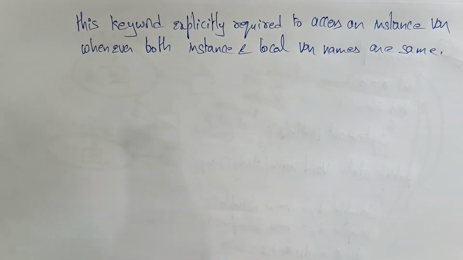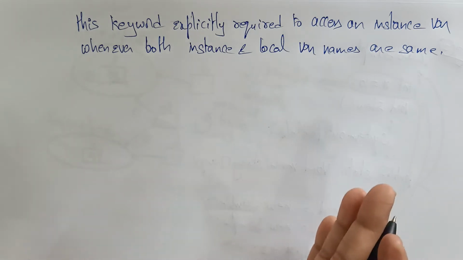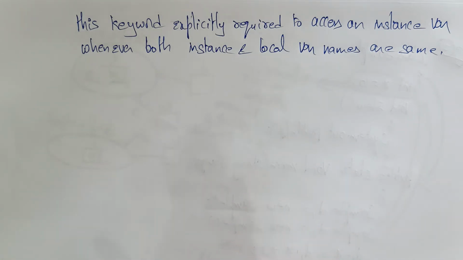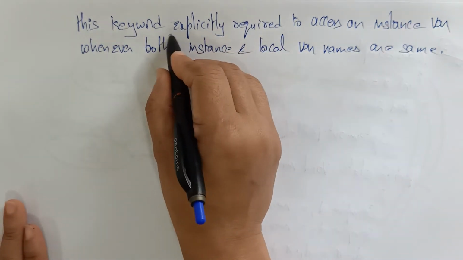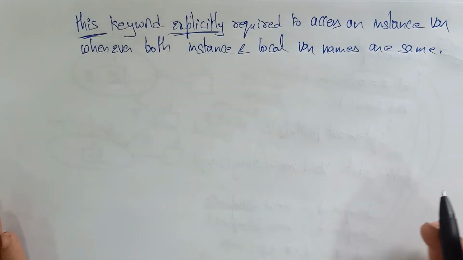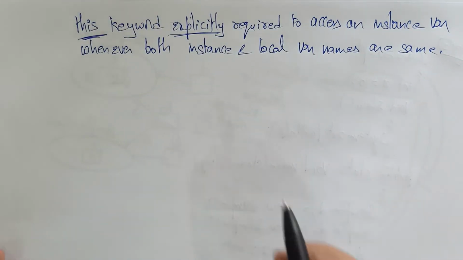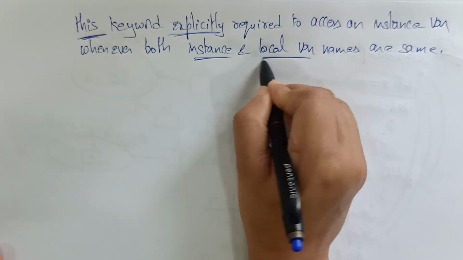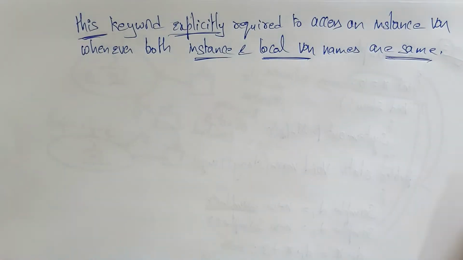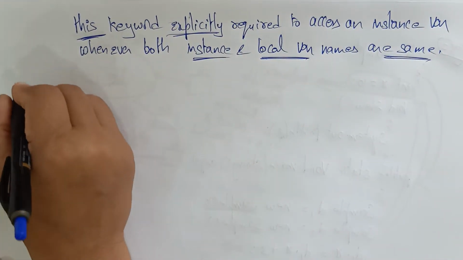So far you only saw the implicit this keyword. Whenever you are accessing the current object, that is the instance variable name, you are just simply using System.out.println x. That's it. Now here, see when you need to mention this keyword explicitly. Whenever the instance variable name and the local variable name are same, you have to mention it. Let's see an example on that.